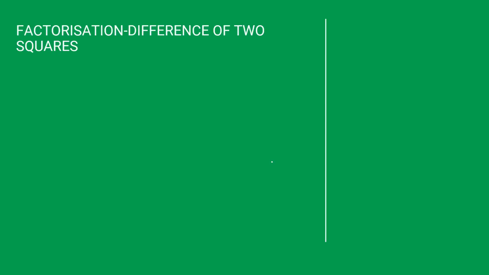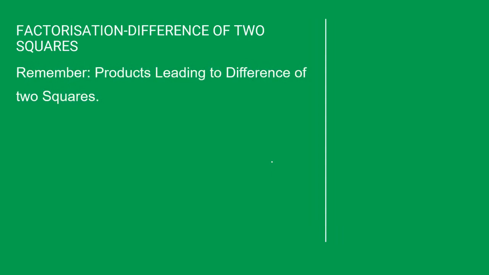How do we factorize using difference of two squares? We have to remember we discussed the products leading to difference of two squares in the previous topics. We said that if you have identical binomials where their only difference is the operation, where one is minus and the other is plus, then we get the product x squared minus y squared. So these products lead to difference of two squares.